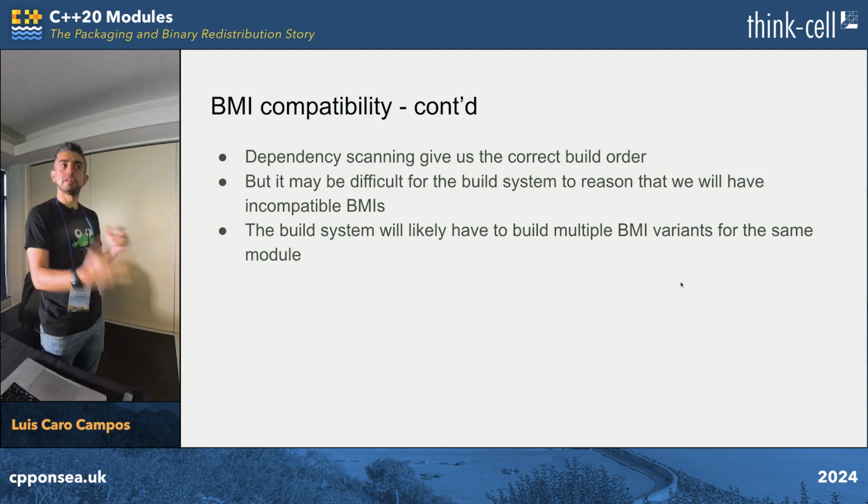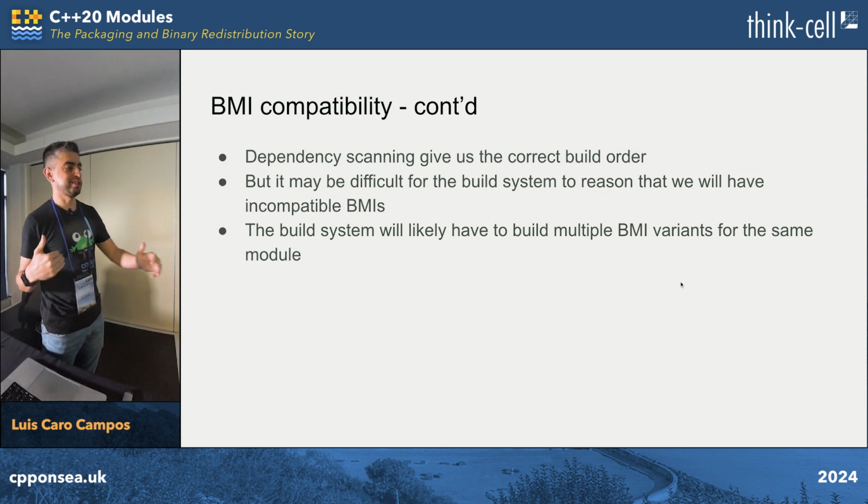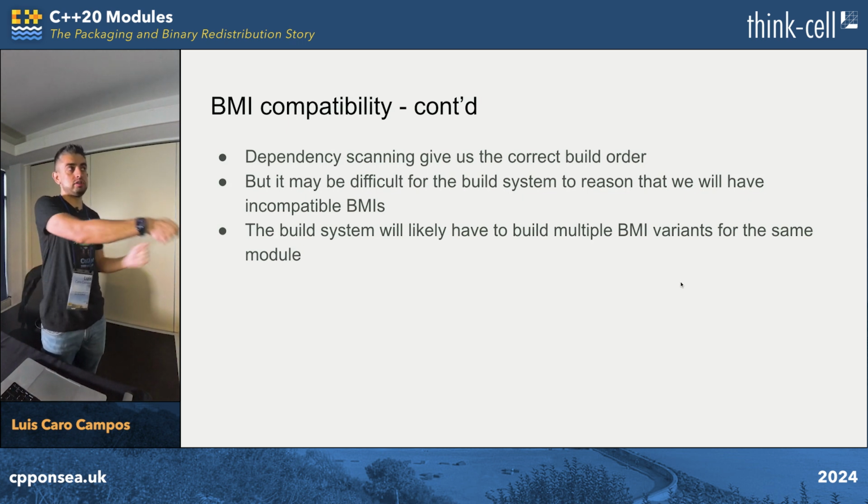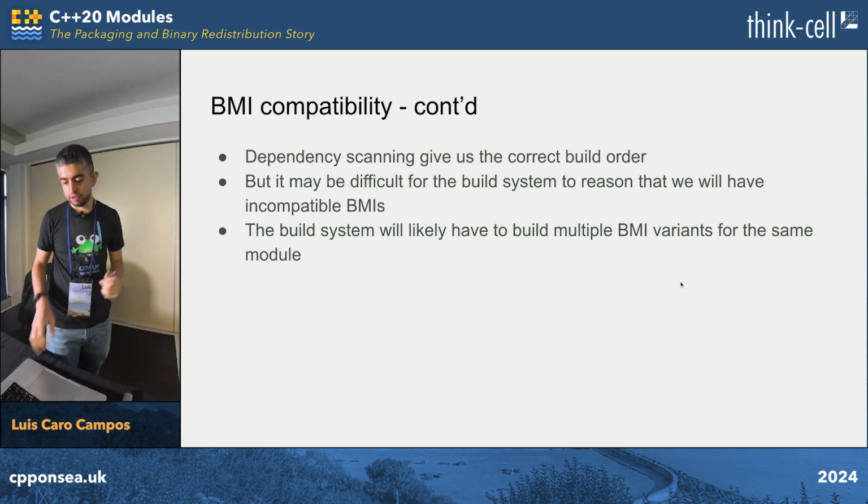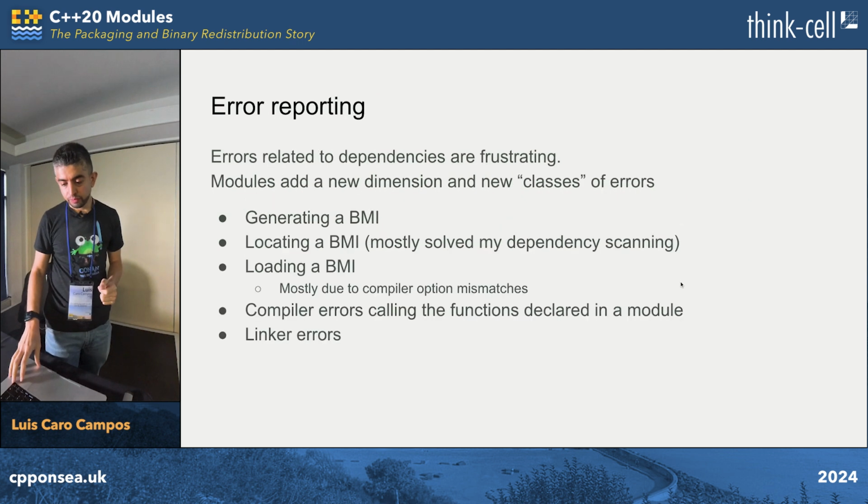So I still think there will definitely be compile time benefits. There's a lot of teams that actually have full control of the compiler flags across the entire project. So if they do that, they're not going to face this problem. So I don't think we're going to be in the worst case scenario where you're going to need as many BMIs for the same module as translation units doing an import, but that could still happen.